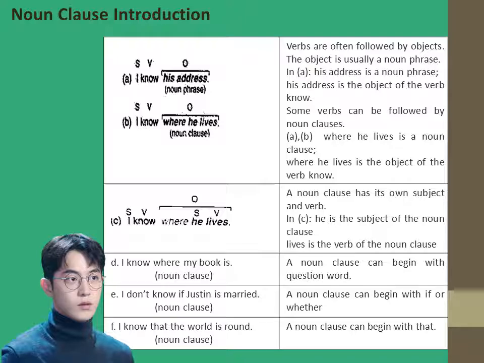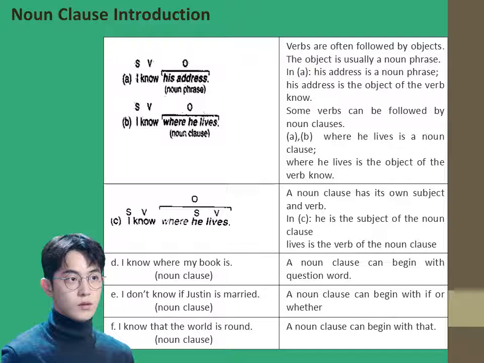Some verbs can be followed by noun clauses. In example B, where he lives is a noun clause. Where he lives is the object of the verb know. I know where he lives. I is the subject, know is the verb, and the object is where he lives. Where he lives is a noun clause.